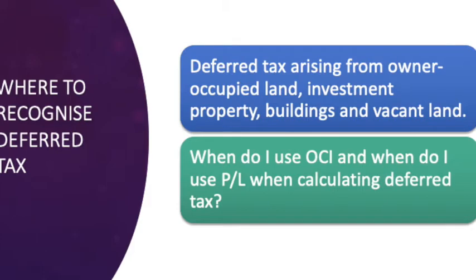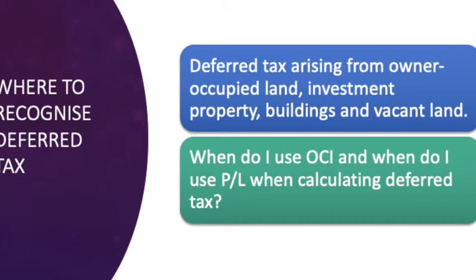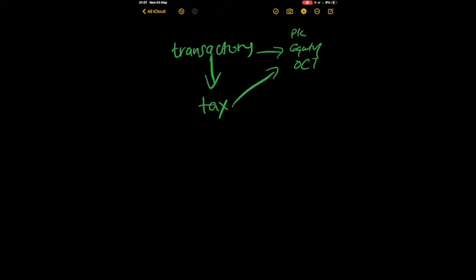So what is the key principle here in IAS 12 that we need to understand? We have certain transactions that will give rise to tax. And the principle is that wherever the transaction goes, whether it be P&L, directly in equity, or OCI, there the tax must go also. So the tax follows the transaction.